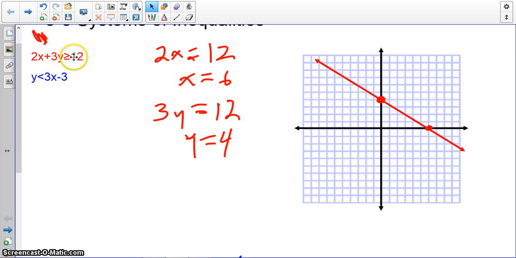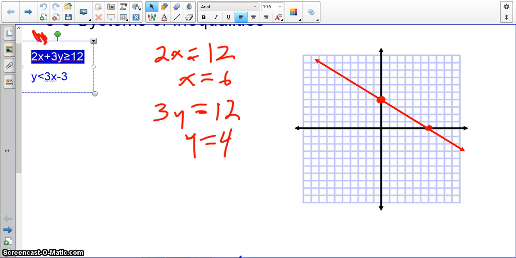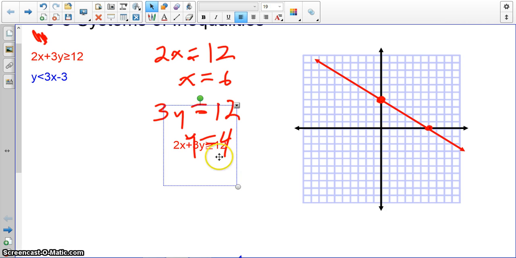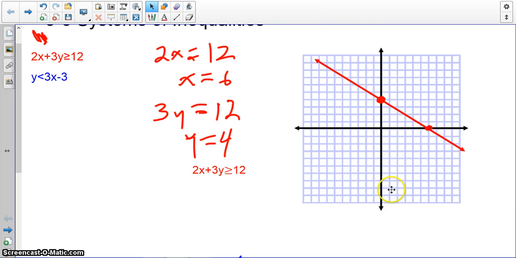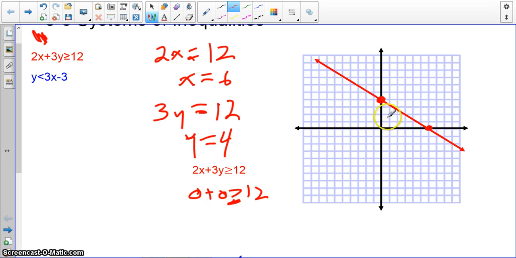Then you figure out which way you're going to shade. You pick any point on the plane that is not on the line. It's almost always easiest to pick 0, 0. So x is 0, y is 0, and is this true? Is 0 greater than or equal to 12? Well, no. You're plugging in the coordinates of the origin. You're saying, do numbers on this side of the line work? And the answer is no, they do not. So you would shade this way, up and to the right.